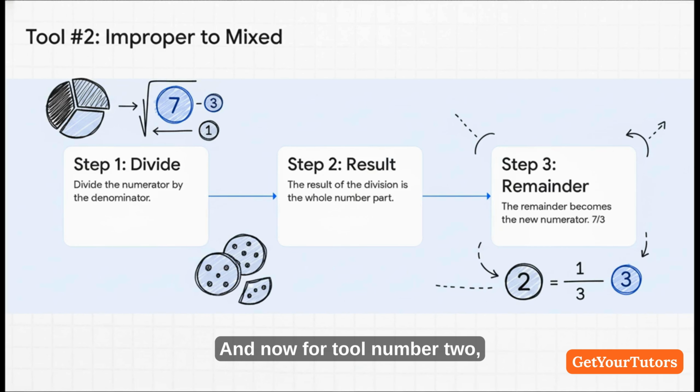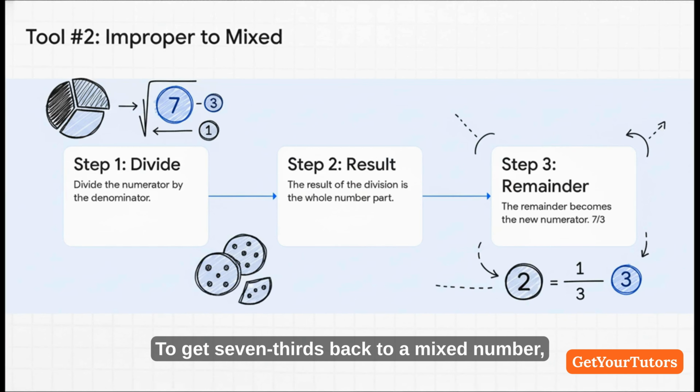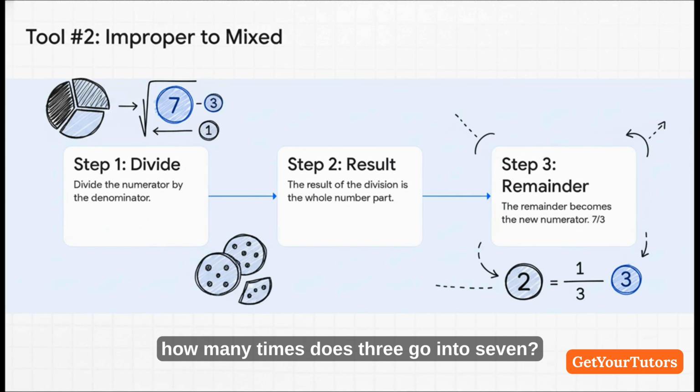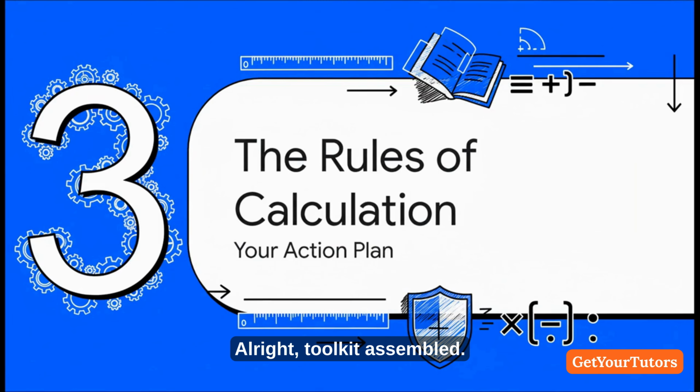And now for tool number 2, doing the exact reverse. To get 7/3 back to a mixed number, you just ask yourself, how many times does 3 go into 7? Well, it goes in 2 whole times, and you've got a remainder of 1. So your whole number is 2, and that remainder 1 becomes your new numerator. Boom, you're back at 2 1/3. Easy.